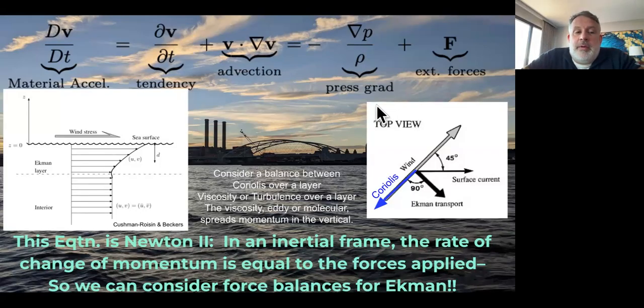So remember, Ekman is a balance of our rotating momentum equation. This one doesn't have the rotation in it. But we're going to need the Coriolis term to balance something on this side, maybe the pressure gradient, maybe something else. That's what we are going to think about as our Coriolis balances, our rotating balances.